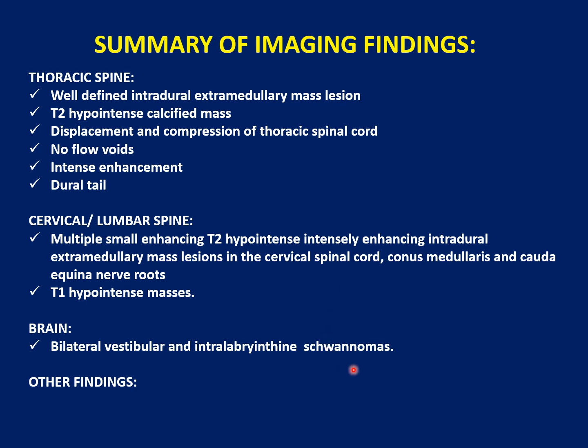Brain lesions: there are bilateral vestibular and intralabyrinthine schwannomas which are seen. Other findings were also subcutaneous schwannomas, which were seen in the nape of the neck as well as in the posterior surface of the body at the level of the meningioma.